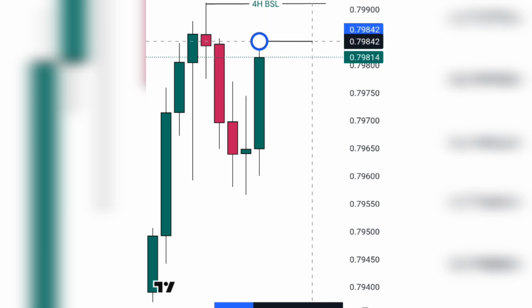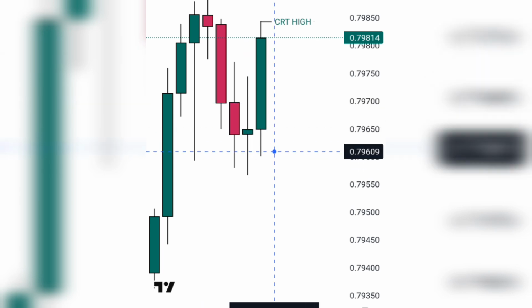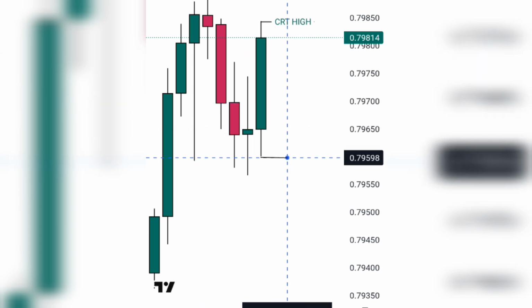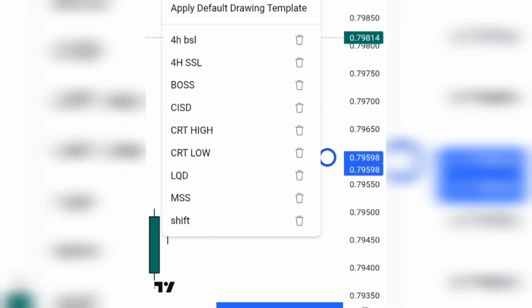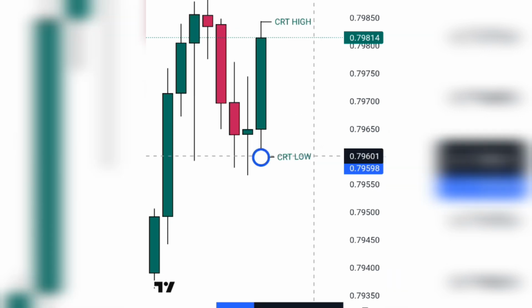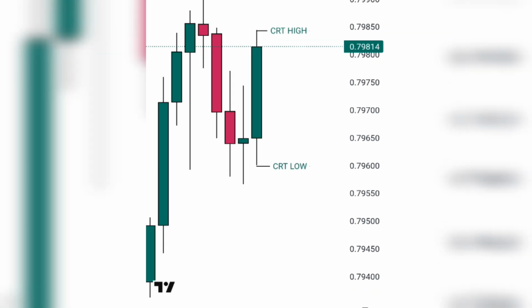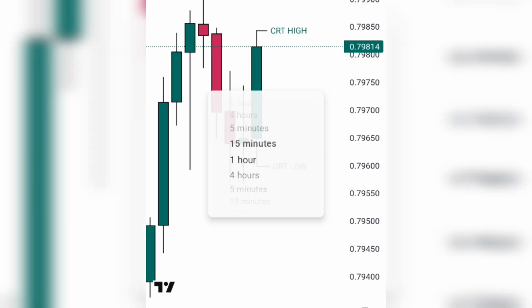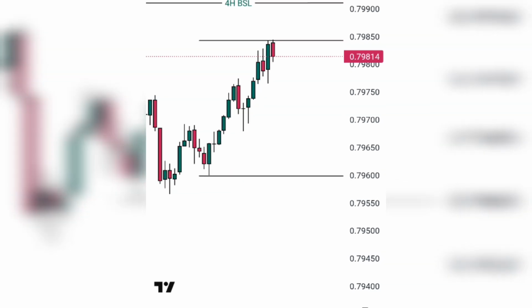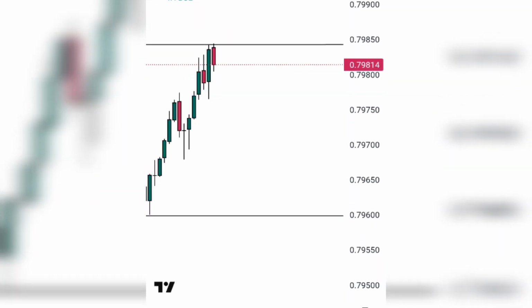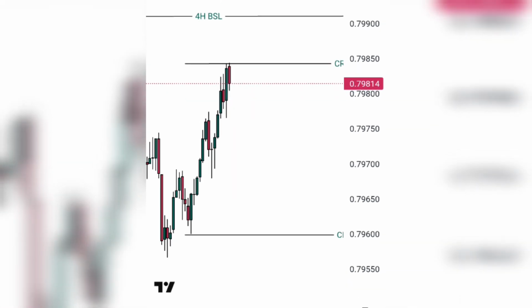And guys, remember that we're expecting the market to sweep the CRT high, and then also sweep the 4-hour buy side liquidity, to confirm that the market is reversing, because there is a lot of liquidity held above the CRT candle, the 4-hour buy side liquidity, I mean.